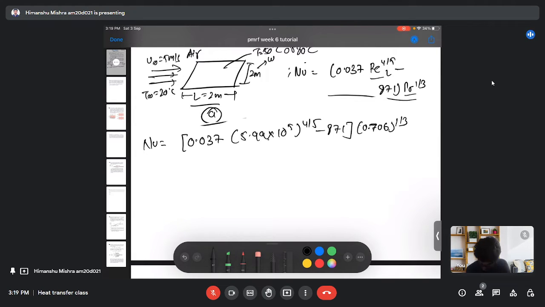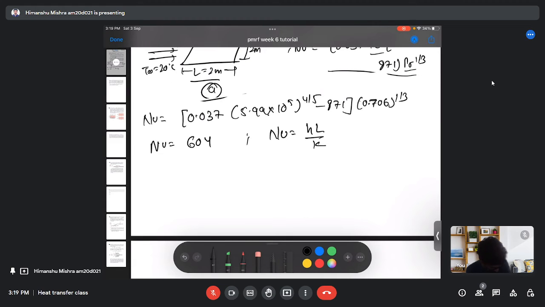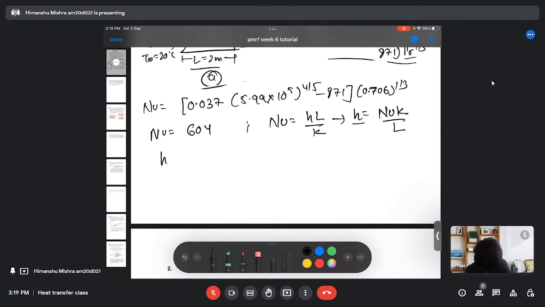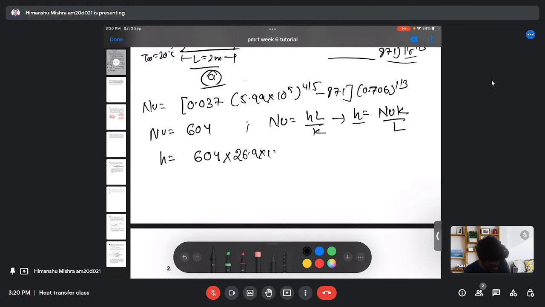Now by solving this, we will get the Nusselt number 604, and we know the relation between the Nusselt number and the heat transfer coefficient. So we can find the heat transfer coefficient from this. My thermal conductivity of air is 26.9 by 2, and this will be my heat transfer coefficient.